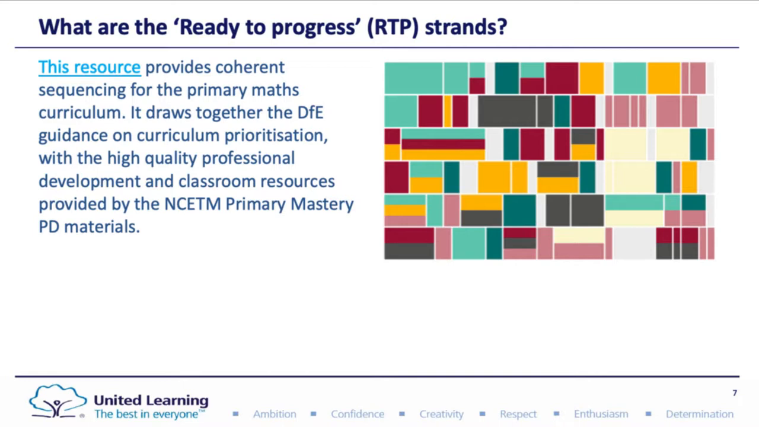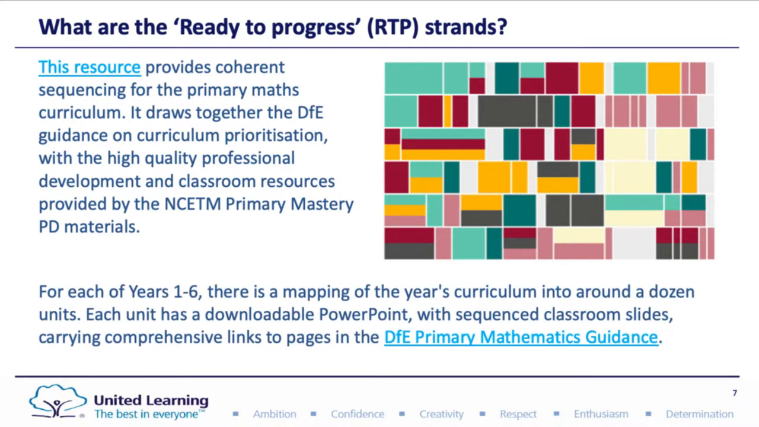There's lots of materials available. We'll have a very quick look at that in this session, but there are loads of materials there to have a look at in your own time and to pull from and use. There's PowerPoints for every objective and lesson guidance and all of the curriculum mapping for each year group, which is what makes up this colour chart on the right hand side for each year. So there's curriculum sequencing, they've got downloadable PowerPoint and classroom slides, as well as comprehensive links to the pages in the DfE Primary Mathematics Guidance. So everything is available for you, and it's all available for free.